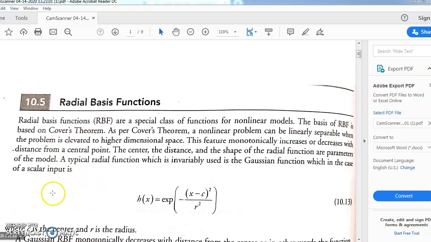Radial basis functions are effectively used for non-linear data points, and it is based on Cover's theorem. So what does Cover's theorem say? Cover's theorem says that if data points are not linearly separable, then we can apply the radial function so that the initial data points will be elevated to a higher dimensional space. We'll see the details. Cover's theorem says that a non-linear problem can become linearly separable when the problem is elevated to a higher dimensional space.